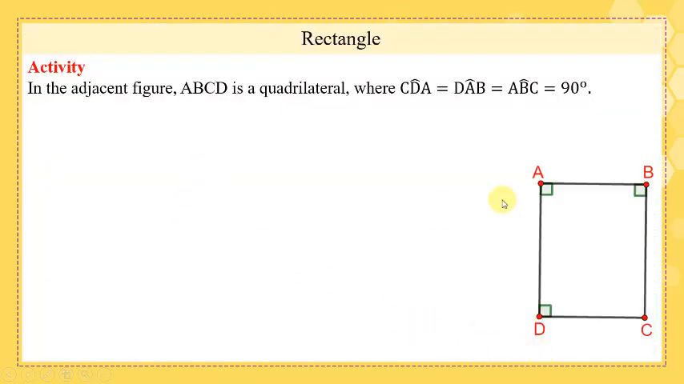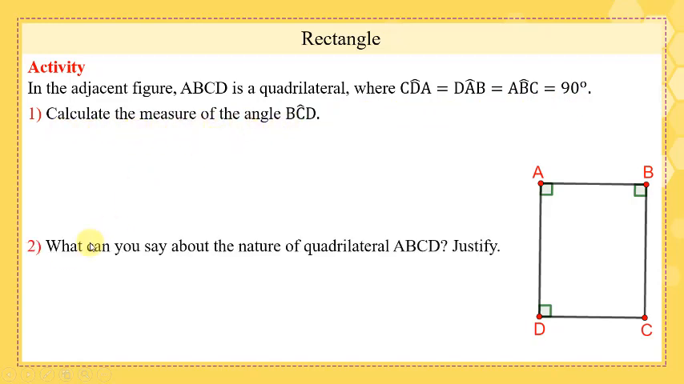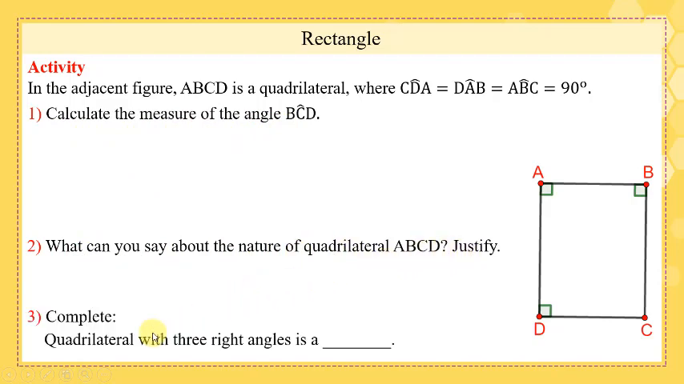Activity 1. In this figure, we have a quadrilateral ABCD where angle CDA equals angle DAB equals angle ABC equals 90 degrees. In the first part, calculate the measure of the angle BCD. What can you say about the nature of quadrilateral ABCD? Complete the given sentence. Please press pause. Solve the activity, then press play again.